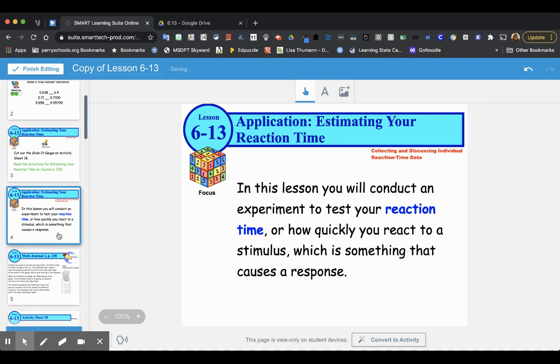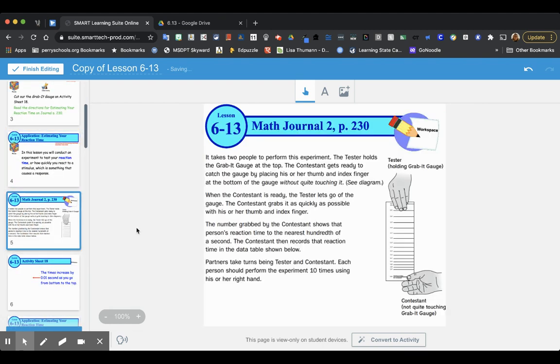So in this lesson, you're going to conduct an experiment to test your reaction time, or how quickly you react to a stimulus, which is something that causes a response. It actually takes two people to perform this experiment, so hopefully if you are at home, you can find someone to help you out with this. The tester holds the grab it gauge at the top. The contestant gets ready to catch the gauge by placing his or her thumb and index finger at the bottom of the gauge without quite touching it.